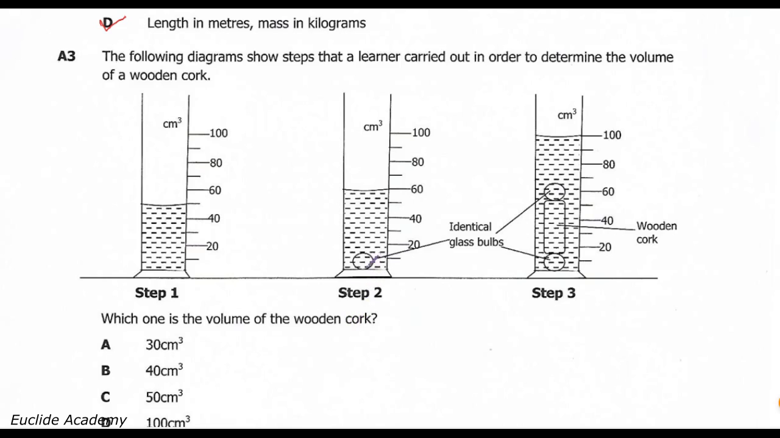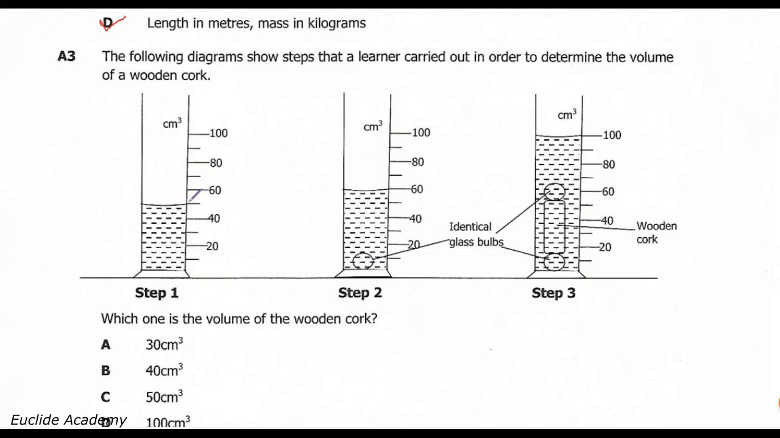So which one is the volume of the wooden cork? So step two, they added the glass bulbs here, identical, there's this and that, and then the wooden cork is somewhere there. All right, so which one is the volume of the wooden cork? All right, so here there's a glass bulb.